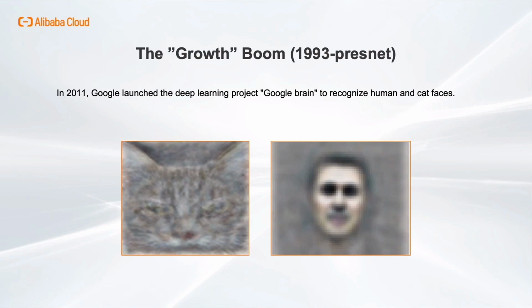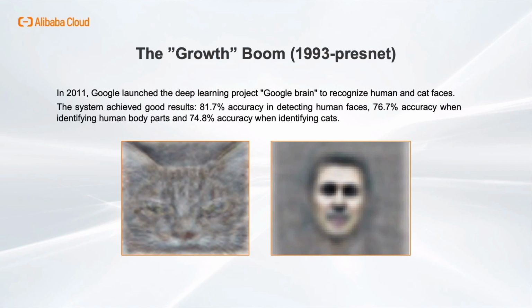The brain simulation was exposed to 10 million randomly selected YouTube video thumbnails over the course of 3 days, and after being presented with a list of 20,000 different items, it began to recognize pictures of cats using a deep learning algorithm, despite being fed no information on distinguishing features that might help identify one. Picking up on the most commonly occurring images featured on YouTube, the system achieved 81.7% accuracy in detecting human faces, 76.7% accuracy when identifying human body parts, and 74.8% accuracy when identifying cats.